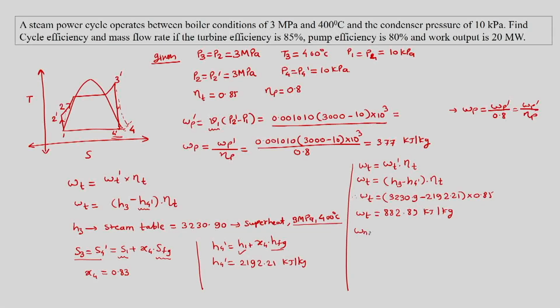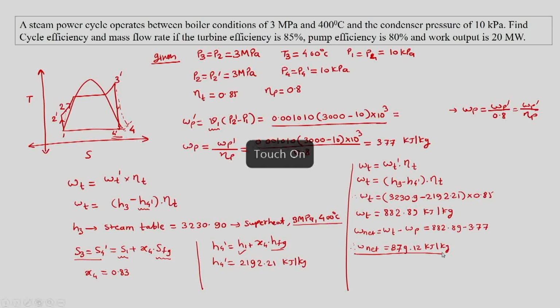Now we can find out W net, which is the net work, and that net work is turbine work minus pump work. So it is 882.89 minus 3.77. So we know net work in this case is 879.12 kilojoule per kg. Now knowing this net work, we can find out the mass flow rate and also efficiency.